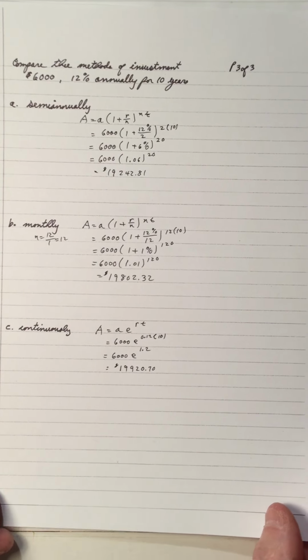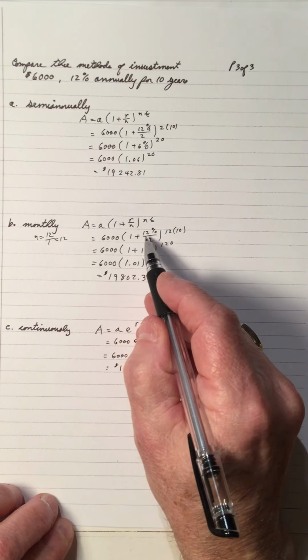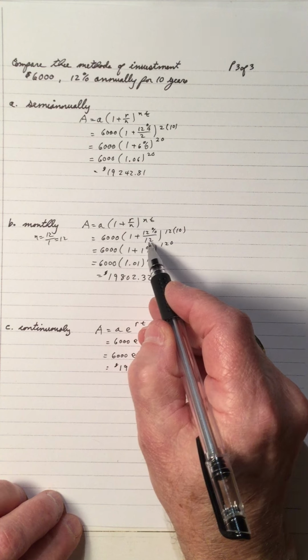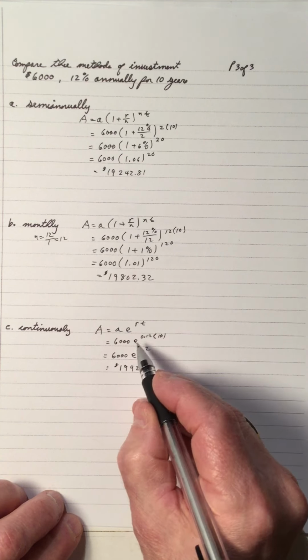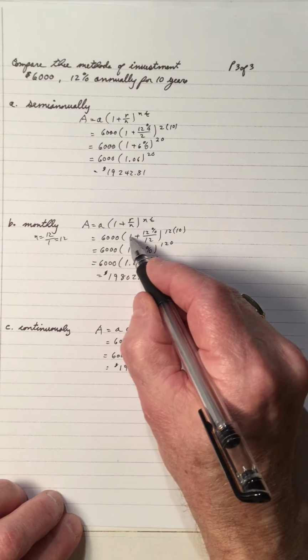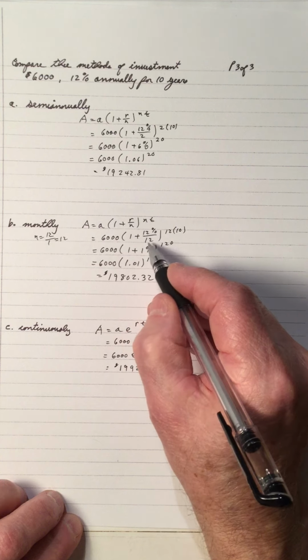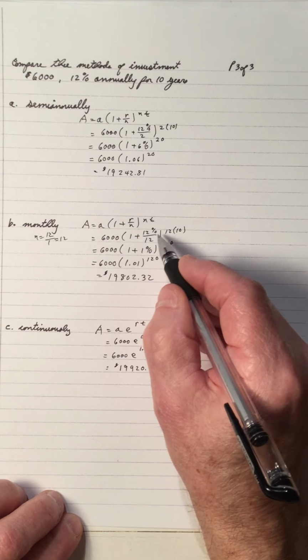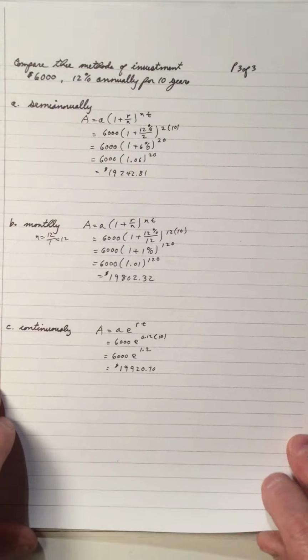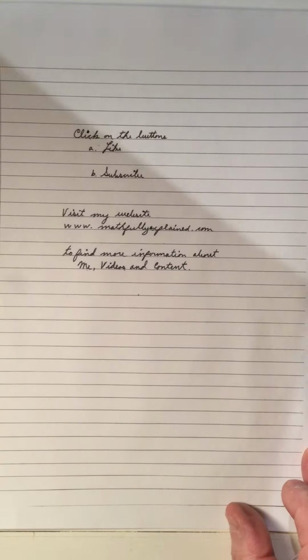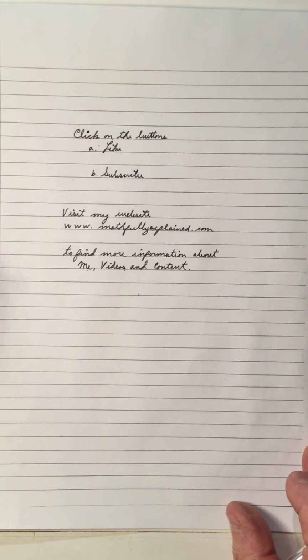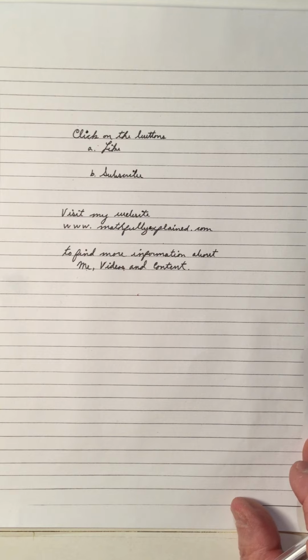You can see that this is 1 plus the rate divided by the number. But when you use e, it takes away 1 plus 12% divided by 12 to the 12th power, because it's doing it to infinity. Just wanted to show you the number of times you compound it, the more money you're going to make.